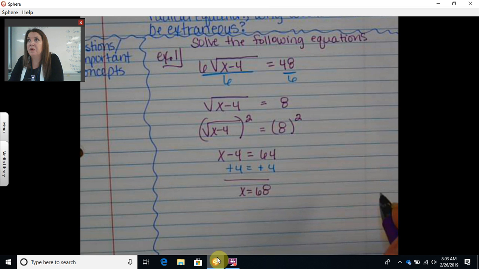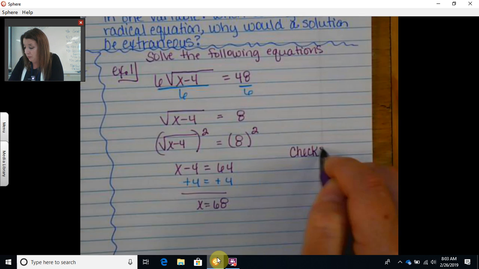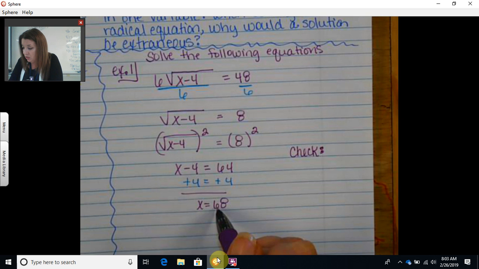Now you want to check these because, just like with what we were doing in section 7 with the rational equations, radical equations can have extraneous solutions as well. So you want to check them. Even if you just check in your head, it's important because if you say this is a solution but it's technically extraneous, then you're not going to get it right.